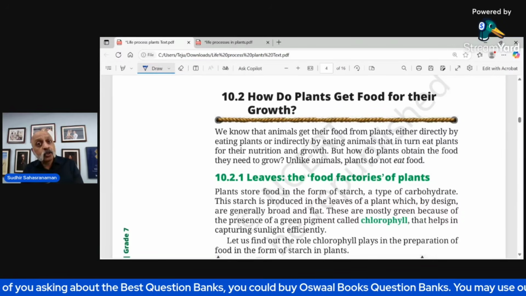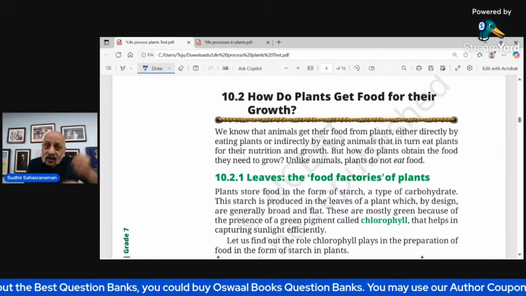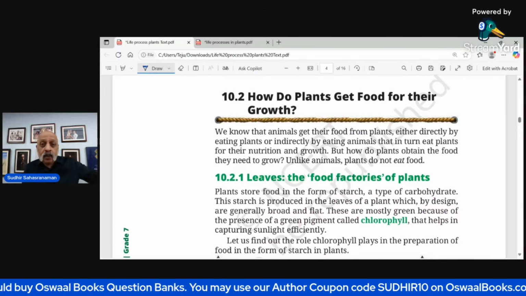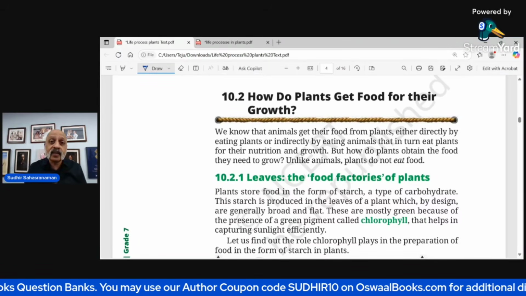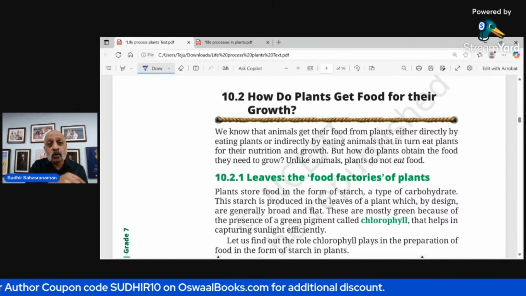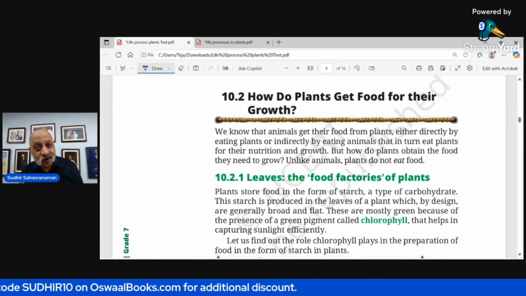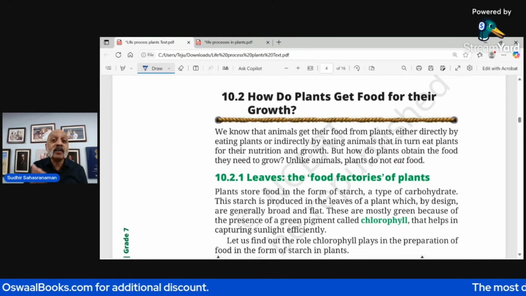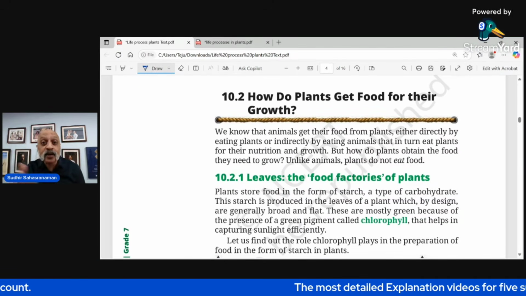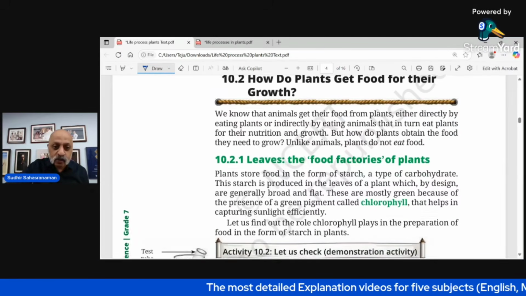Now, plants don't do anything because plants are rooted. They can't move from place A to place B. Can the plant which is there in my balcony say, sir, I want food to eat, so can I also come to the kitchen and eat? No, it cannot, right? So how does the plant deal with this kind of practical problem where it cannot transport itself from place A to place B?